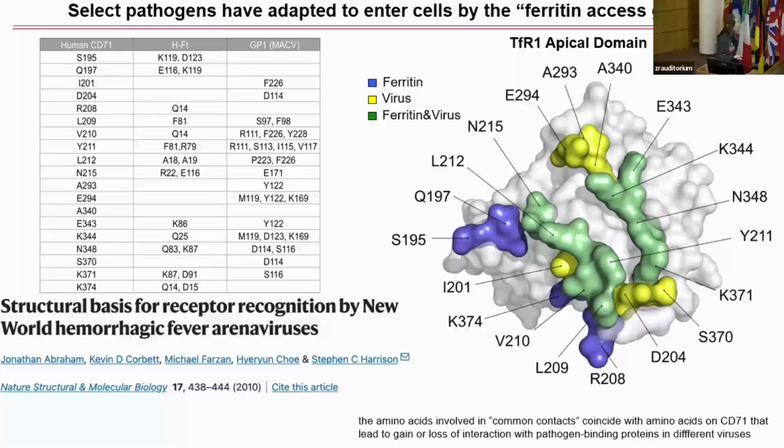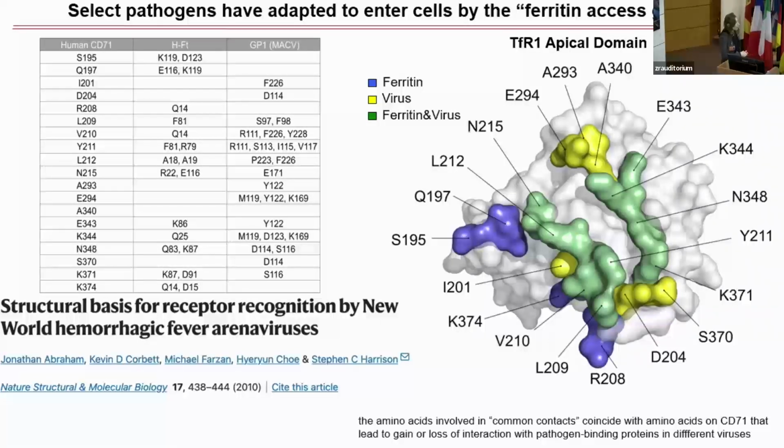So for parvoviruses, the structure has a very low resolution. However, there is the structure between ferritin and the glycoprotein 1 of the Machupo virus, which infects rodents, but can also infect humans, luckily in a very small number of cases. There is always a mutation awaiting. And so we inspected the residues that are involved for binding ferritin and the residues that are involved in binding the virus.